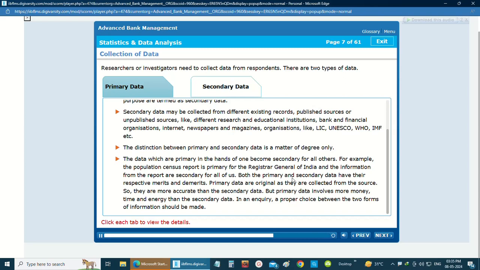Both the primary and secondary data have their respective merits and demerits. Primary data are original, as they are collected from the source. So, they are more accurate than the secondary data. But primary data involves more money, time and energy than the secondary data. In an inquiry, a proper choice between the two forms of information should be made.